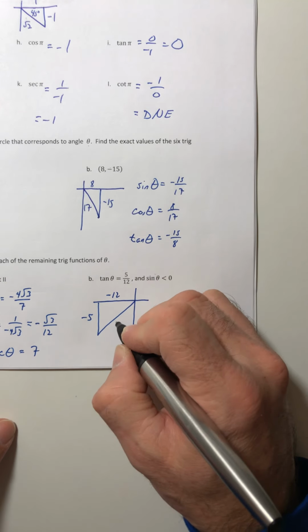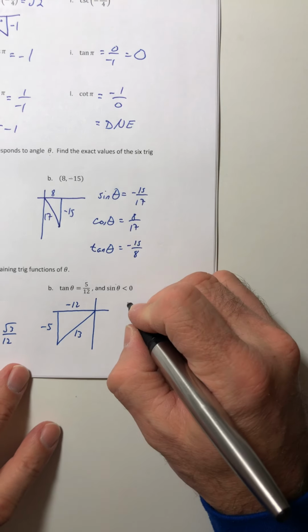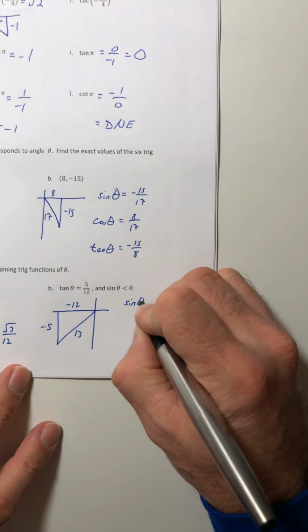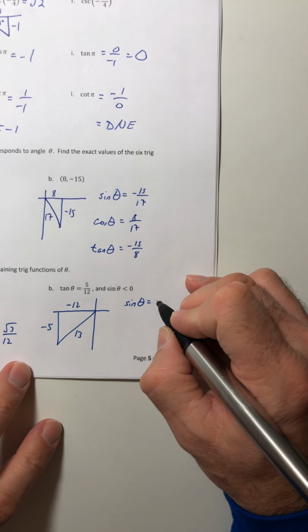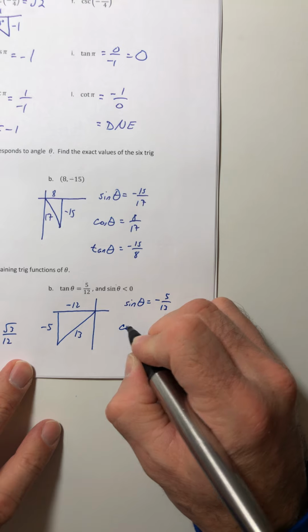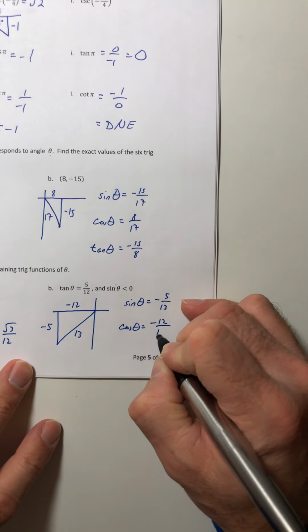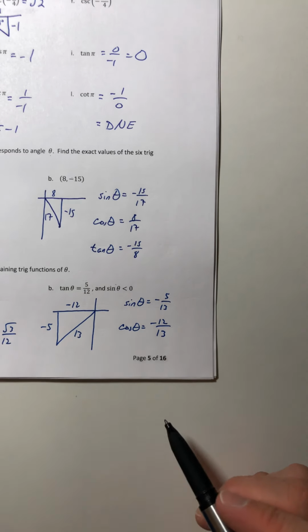And then Pythagorean theorem would tell us that side is 13. So sine of theta would be opposite over hypotenuse. Cosine of theta, adjacent over hypotenuse, and then you guys can get the rest of them.